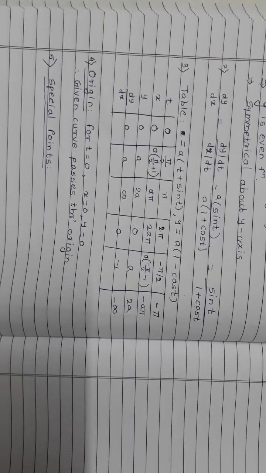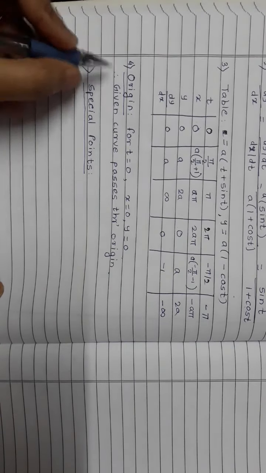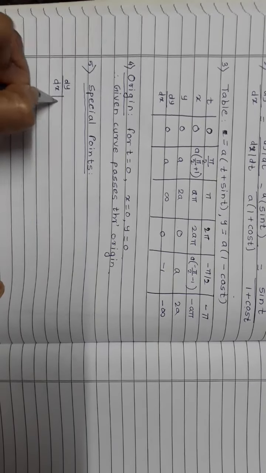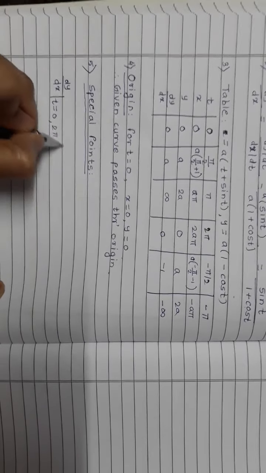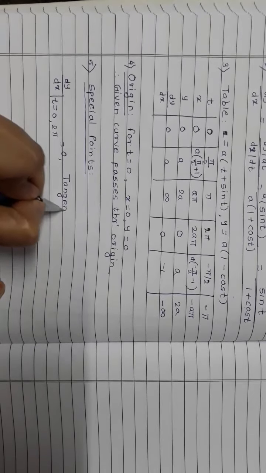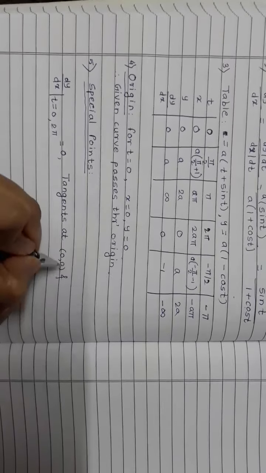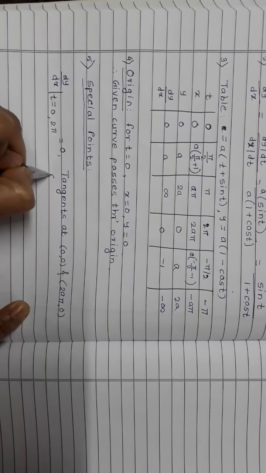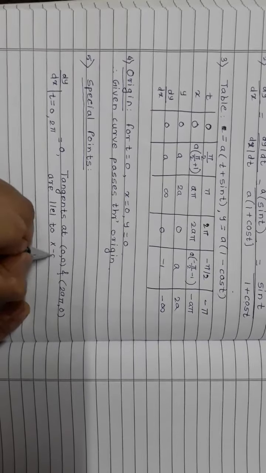The same criteria which we used for the Cartesian curve, I am going to use here as well, right? So when dy by dx becomes 0 at some point, that means the tangent is parallel to the x-axis. So the tangents at 0 comma 0 and the second point 2a pi comma 0 are parallel to the x-axis.